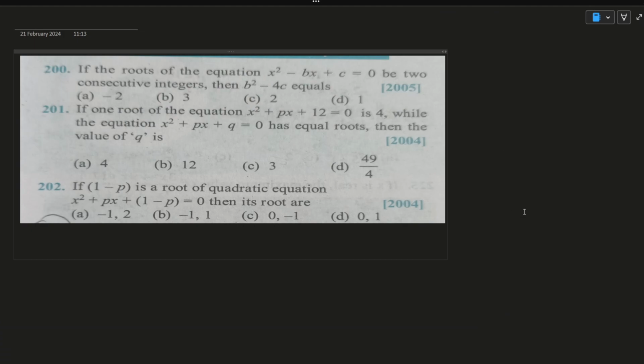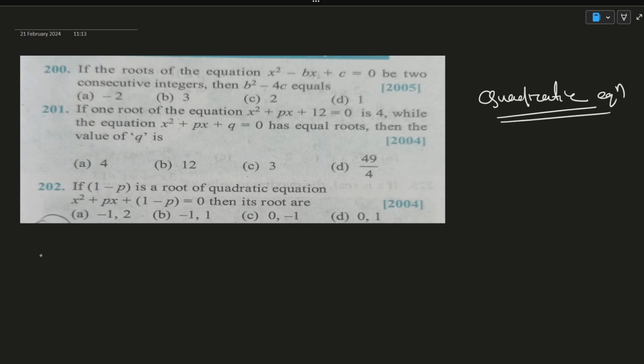So today we'll see some previous year questions that were asked in JEE Mains, based on the topic quadratic equation. So we'll solve the first question. Here we are given one quadratic equation.